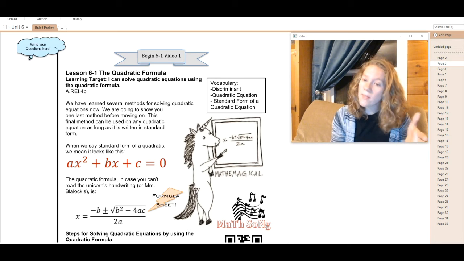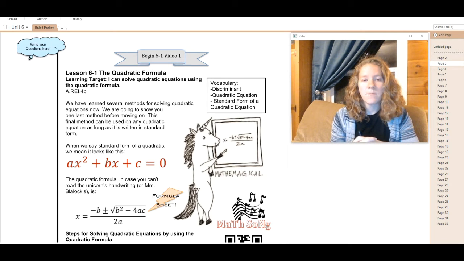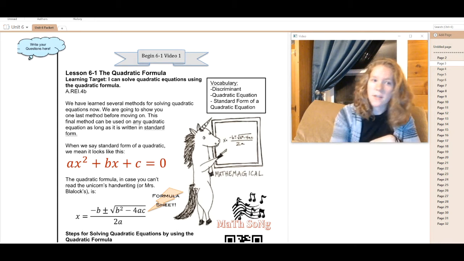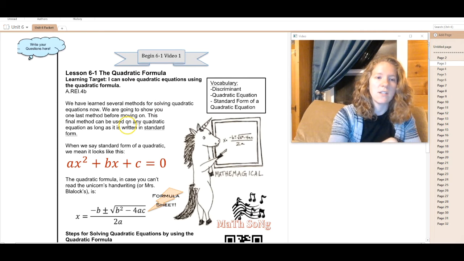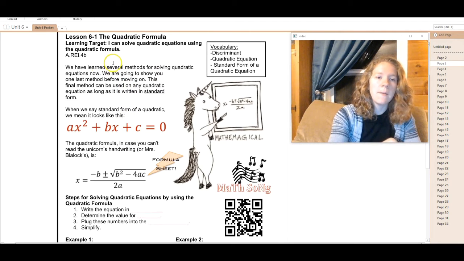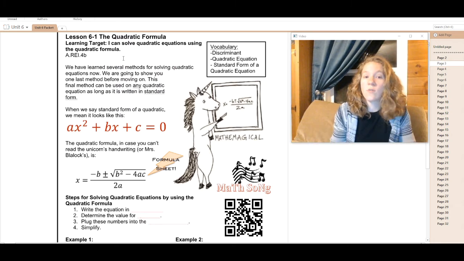So we do have one last method to teach you. It's called the quadratic formula. So let's go ahead and get into the quadratic formula. Our learning target today is that we can solve quadratics using the quadratic formula.